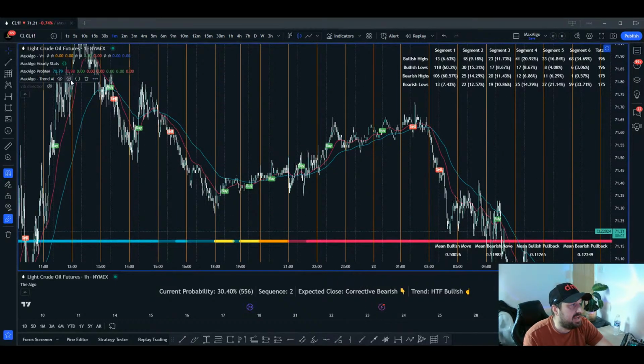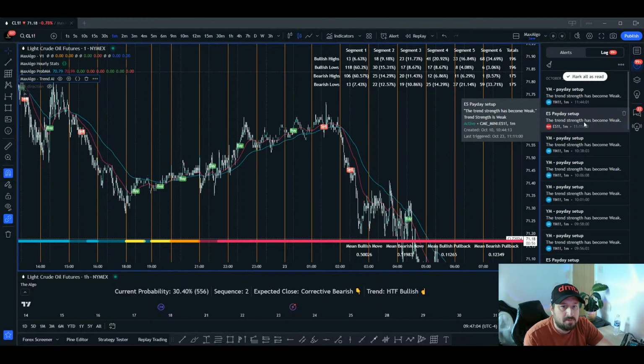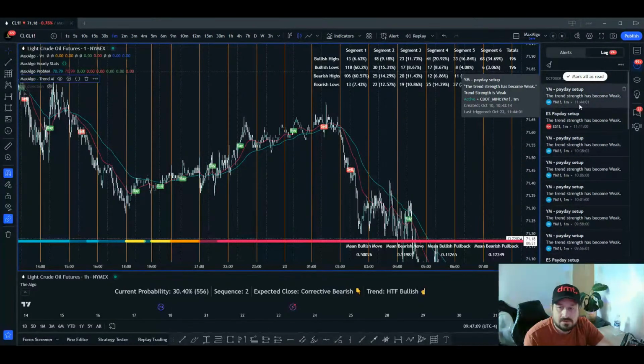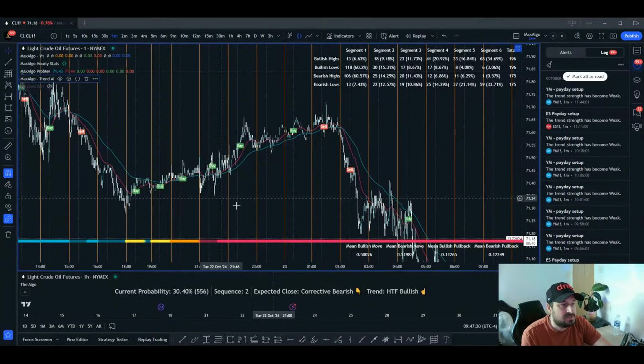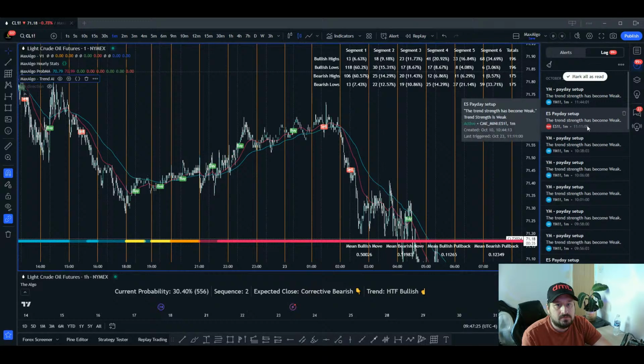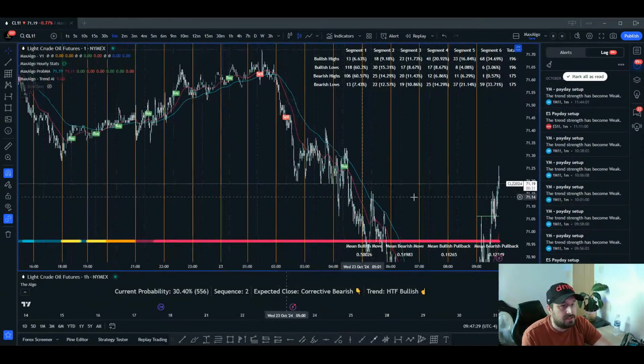So on the trend AI, you can set an alert for the weakening. On alerts, you can see I've got my payday setups. So I can go in and set my alert. When we get a weakening trend, it's going to let me know. And then I can jump on and look for that potential trade coming, which is what I did this morning here. When we got this alert for ES, which came through, I was then looking to bring that in short.